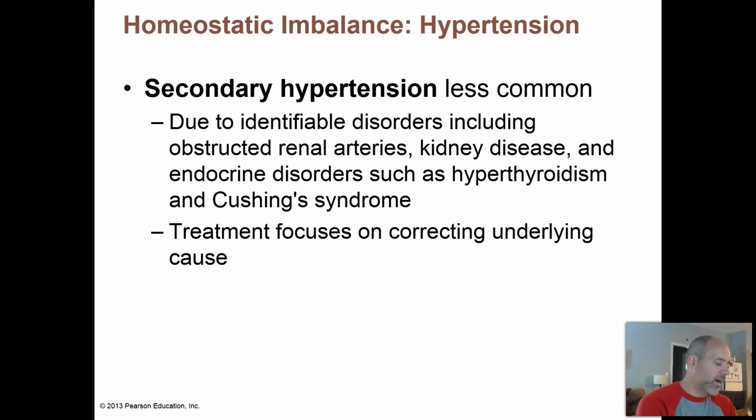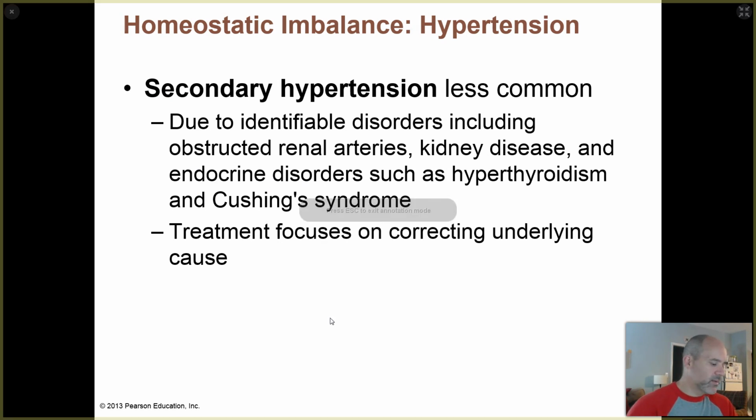All right, secondary hypertension means that there's a major health problem, major disorder, major homeostatic imbalance that is triggering the hypertension. So it could be due to things like renal arteries being obstructed, kidney disease. The kidneys are not able to function properly to help control blood pressure.